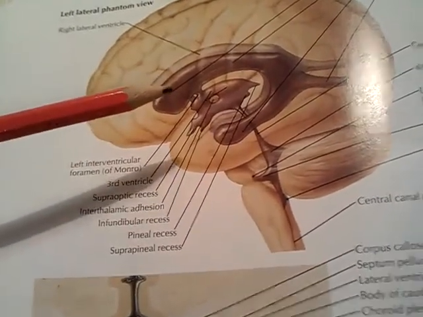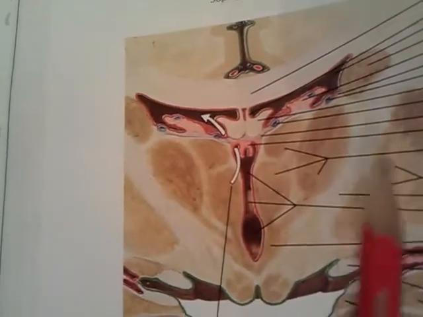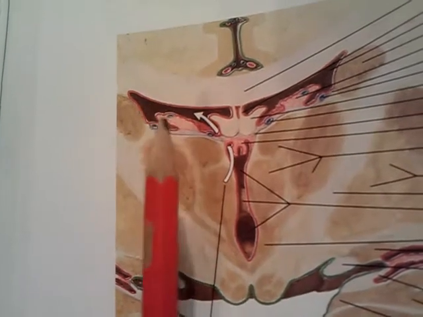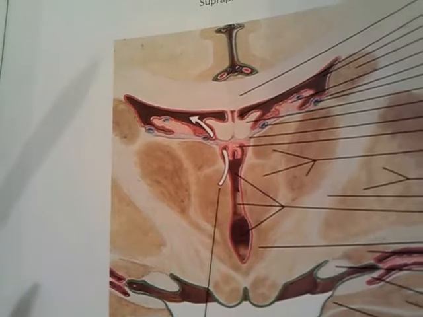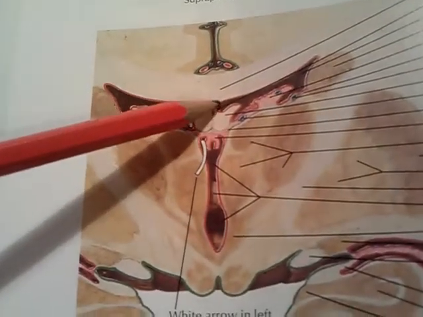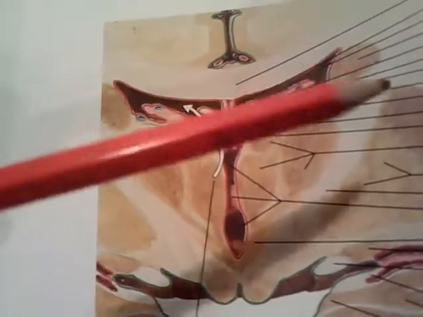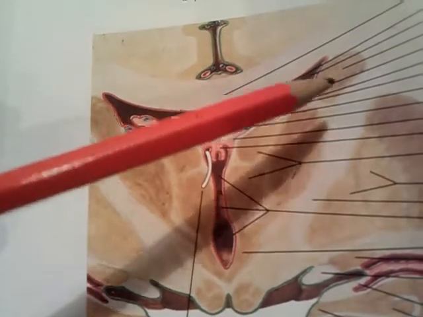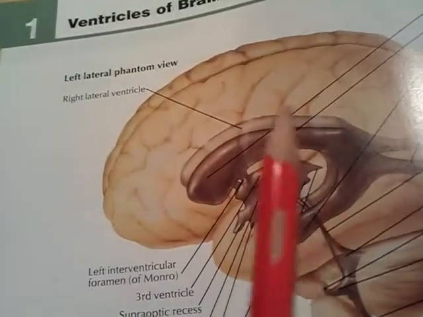The anterior horn has the corpus callosum as the roof. It has the septum pellucidum as the medial wall. Here. And it has the head of the caudate nucleus as the lateral wall. Caudate nucleus.